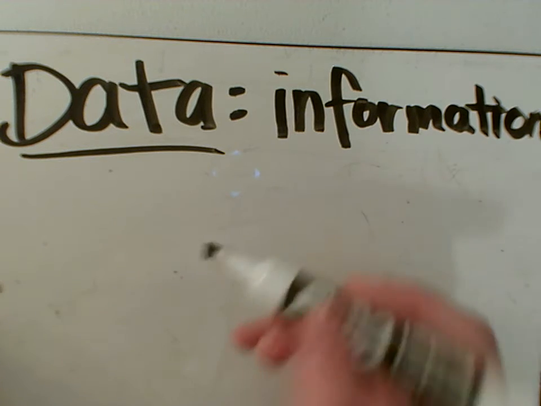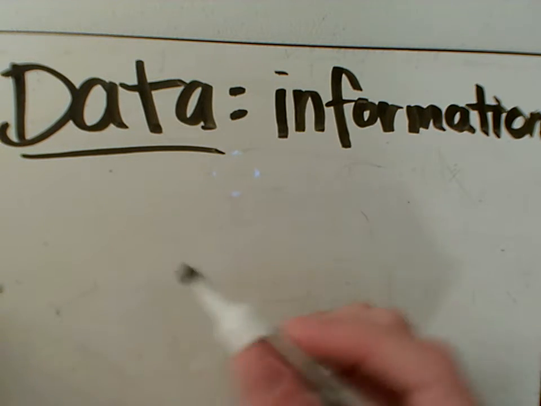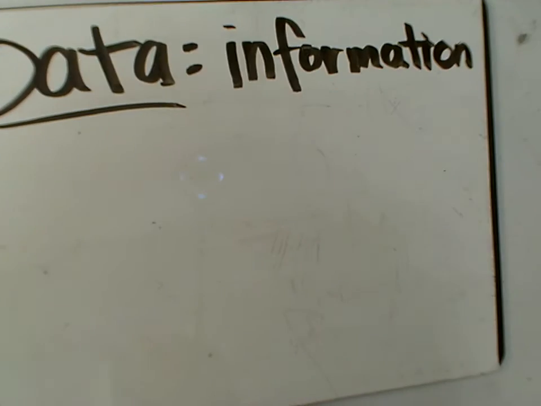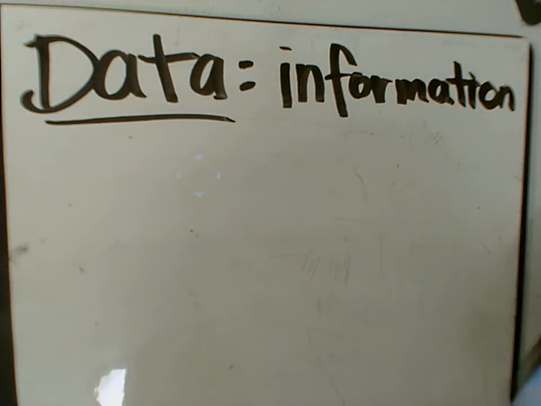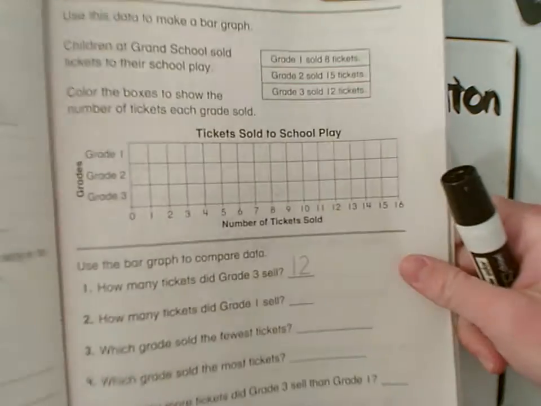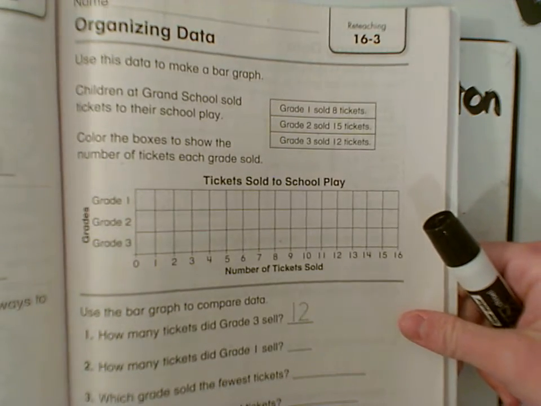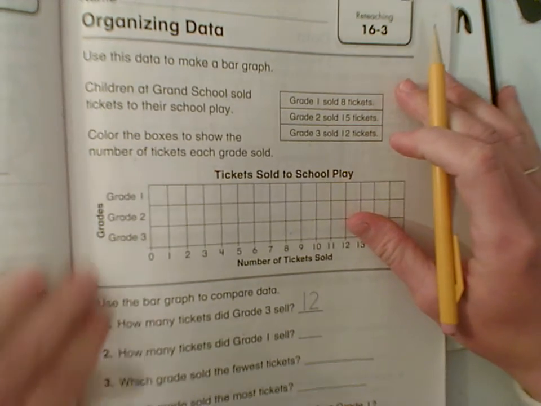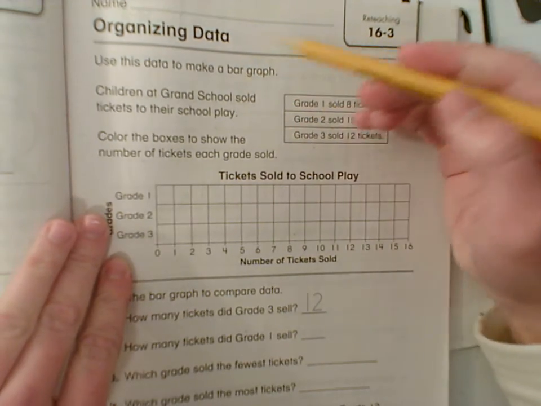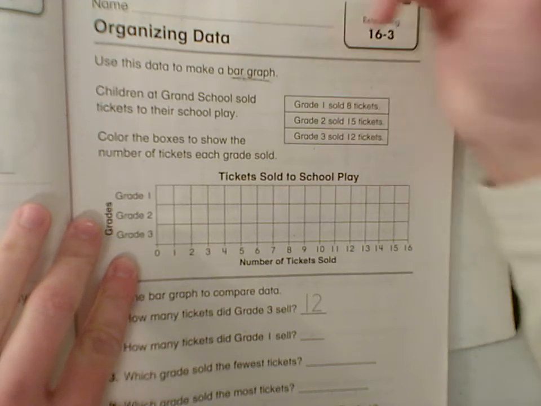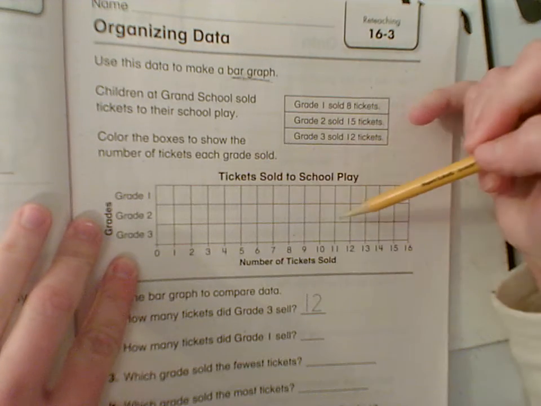Okay, so we're going to practice collecting some data and then organizing it into a bar graph. So actually at this time, I want to do some practice with you in our workbook. So can you please get out your black math workbook and turn to 16.3. You can press pause if you need to go get it. Okay, so we have organizing data. Use this data to make a bar graph. So a bar graph is a way for us to organize data.